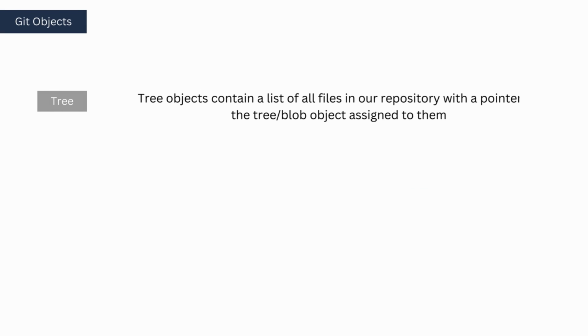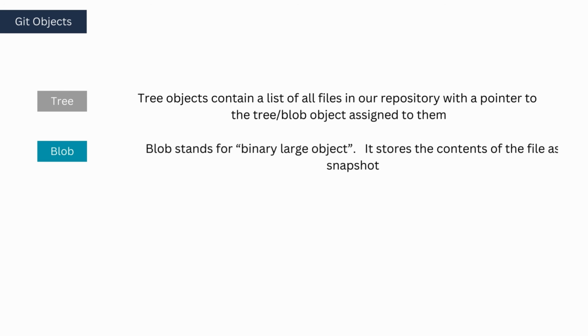Tree represents hierarchical linkage. These objects contain a list of all files in the repository with a pointer to the blob object assigned to them. Blob stands for binary large object. It stores the content of the file as a snapshot. Commit is a snapshot of the project.